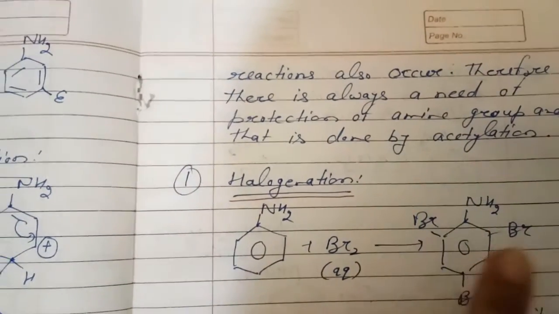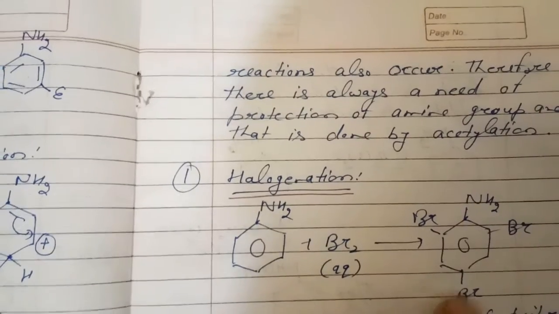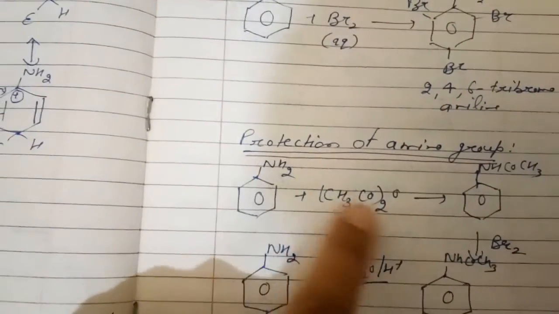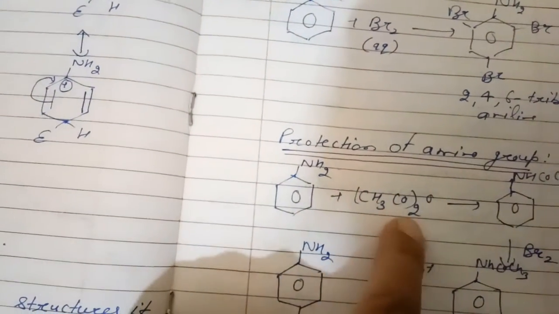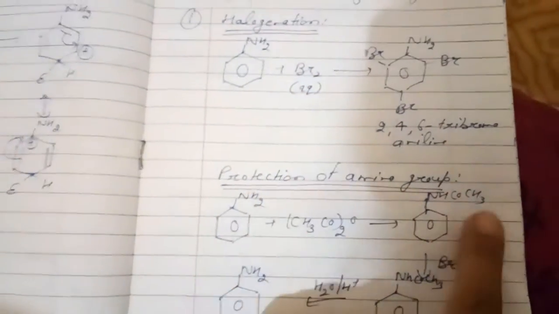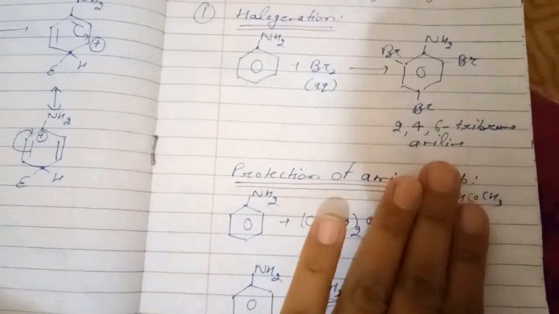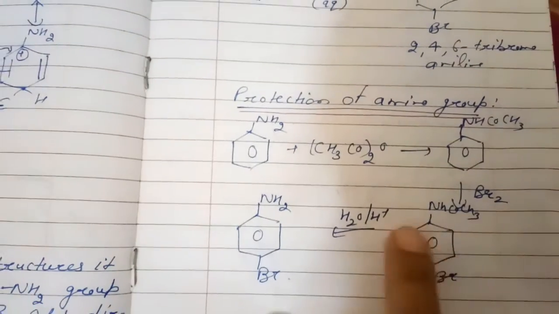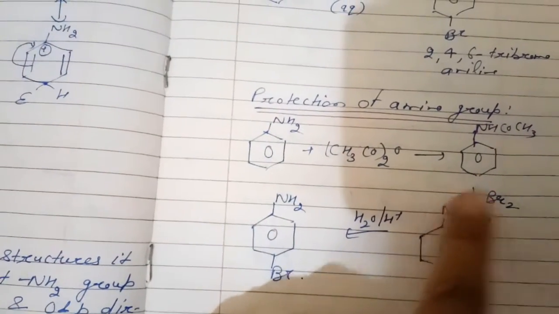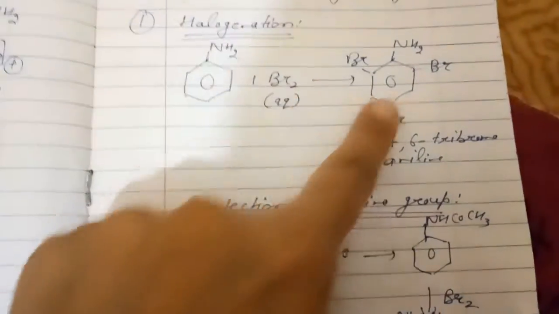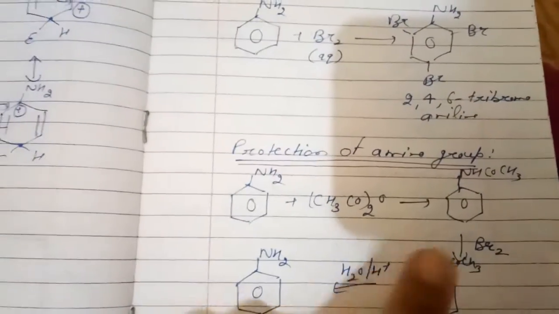If we want to prepare the ortho or para isomer, first we have to protect the NH2 group, and this NH2 group is protected by acetylation. Consider the example. We will treat this amine with acetic anhydride and the acetyl group will get attached here. This is the acetylation of amine. By acetylation of the amine, we can make it less reactive, and when the group is protected and we carry out halogenation again, we will get only ortho and para products. Not all the positions are blocked. This is the protection of the amino group.